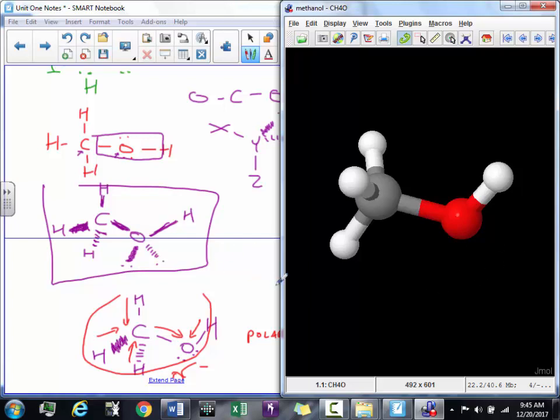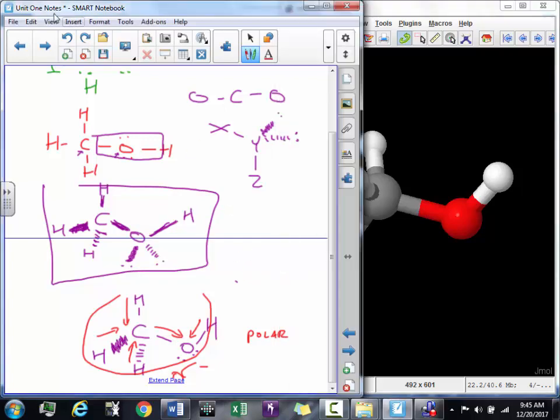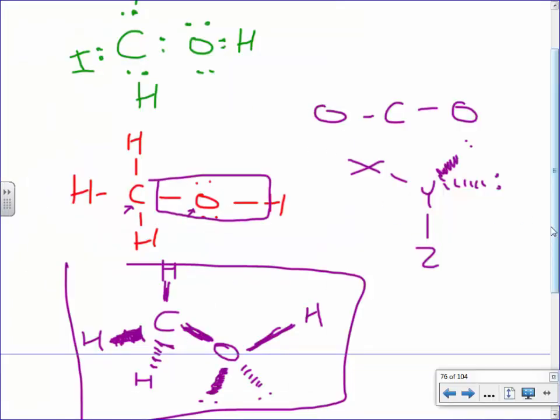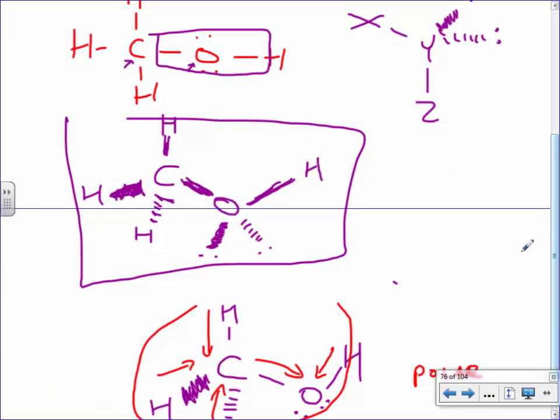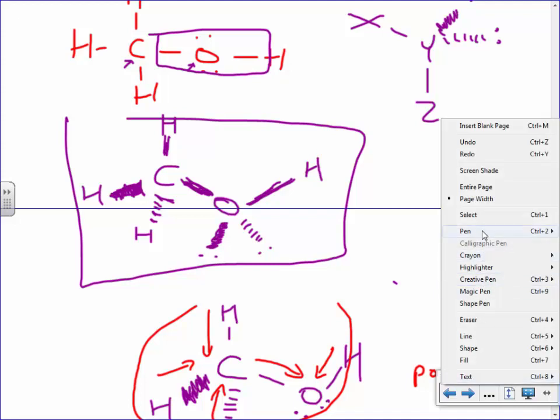Does that part make sense? Okay, now to answer the final question. Is this molecule completely symmetrical, to the point where everything is exactly even? The answer is no, but let's prove it. We'll do some electronegativity differences.